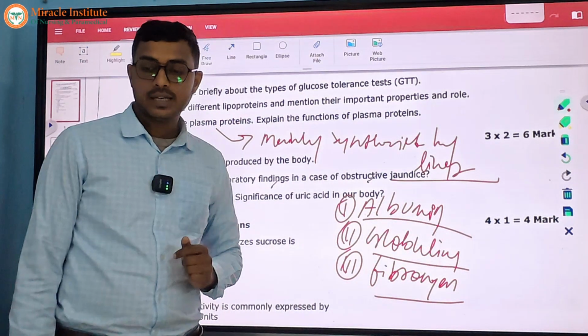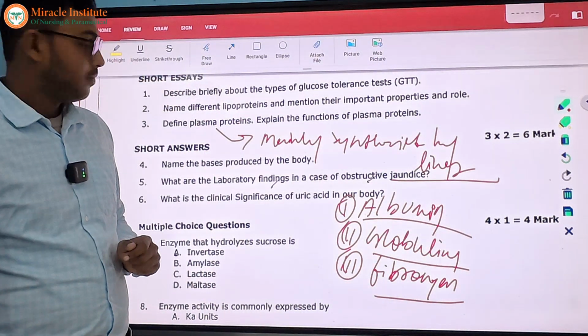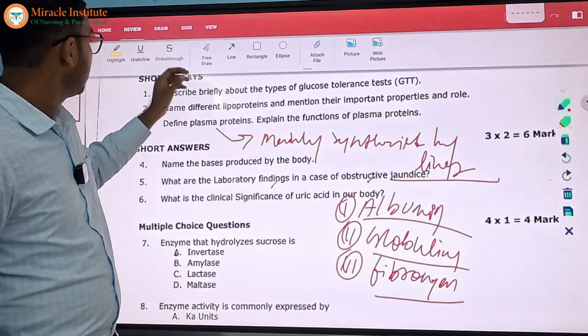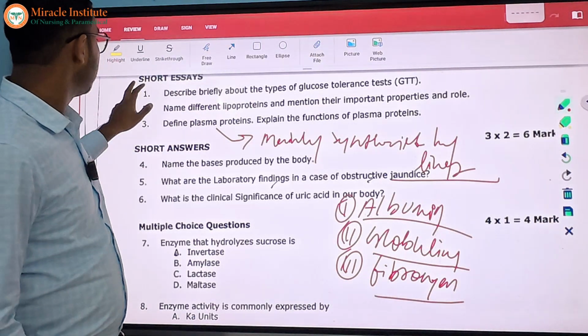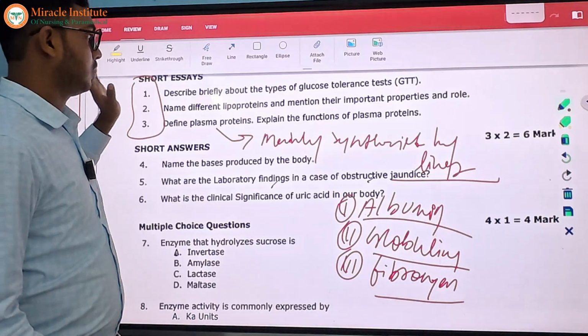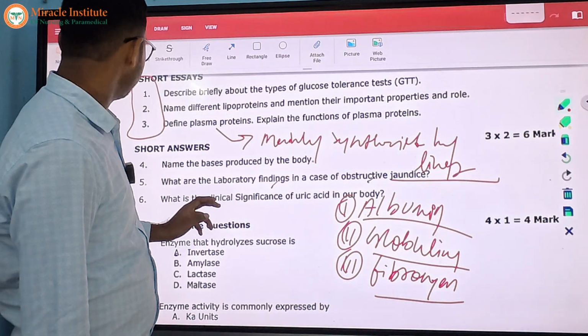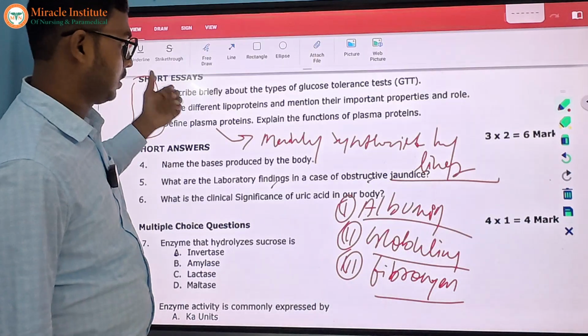Next, we go to the different kinds of complexes. We deal with the short answer questions briefly. This one carries 6 marks. Another is a short answer question.